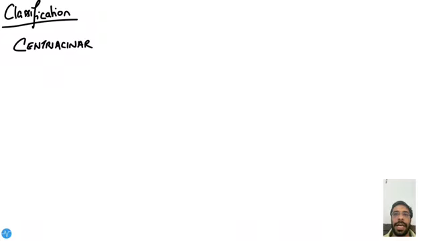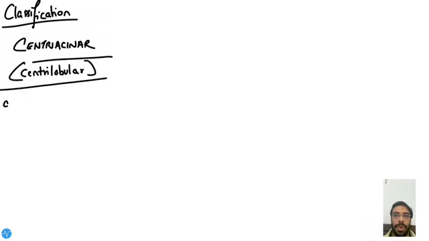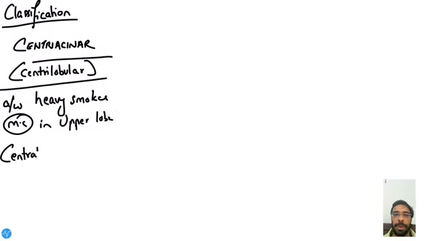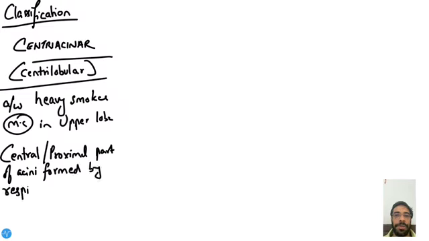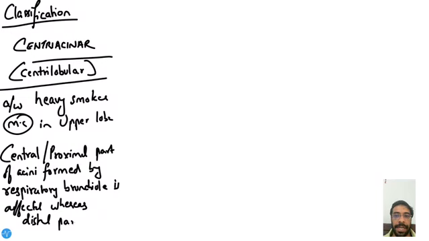First is the centri-acinar type, also known as centrilobular emphysema. It is associated with heavy smoking, most common in the upper lobe. The central or proximal part of the acini, which is formed by the respiratory bronchiole, is affected, whereas the distal part is normal. In the diagram, we have seen that after the terminal bronchiole comes the respiratory bronchiole, so the central part formed by the respiratory bronchiole will be affected, but the distal part will be normal.